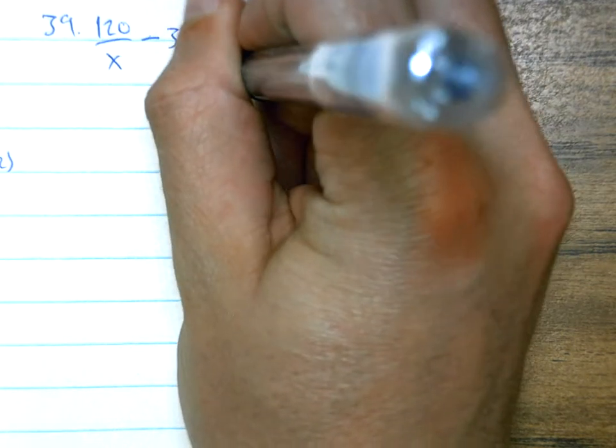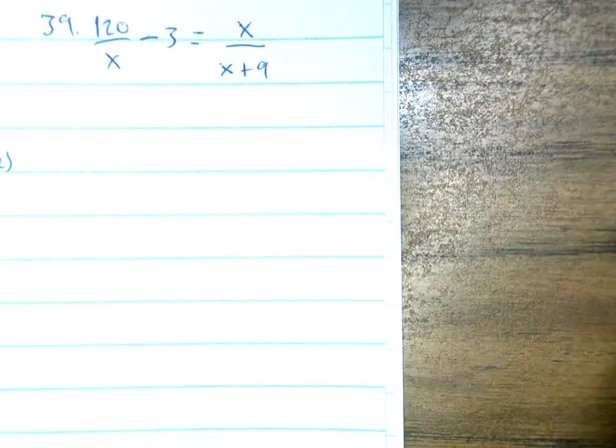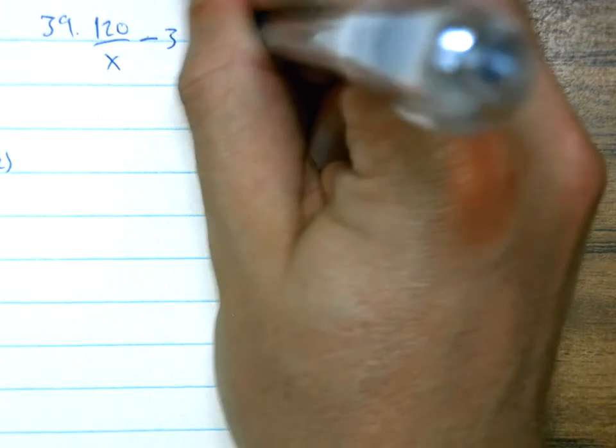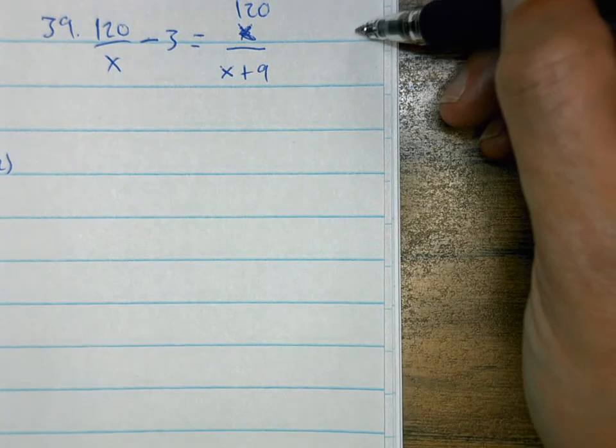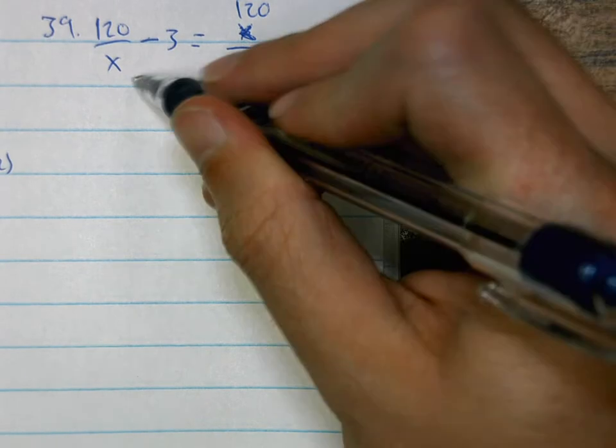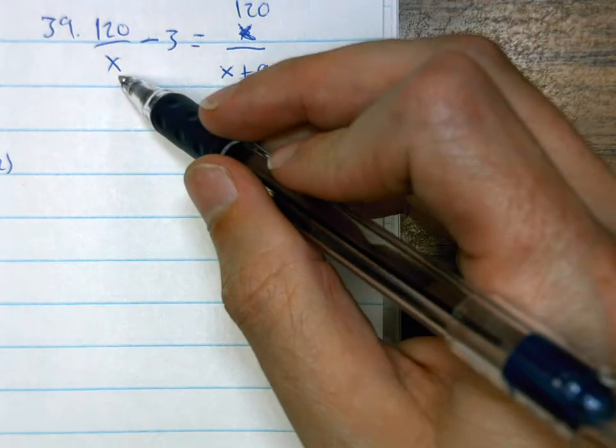Wait, sorry, no, it's 120 over x plus 9. Because they said 9 more students decided to join, so that's why you add 9 to x. We don't know how many students there were to begin with. But you're splitting the $120 up by that many people plus 9 more.